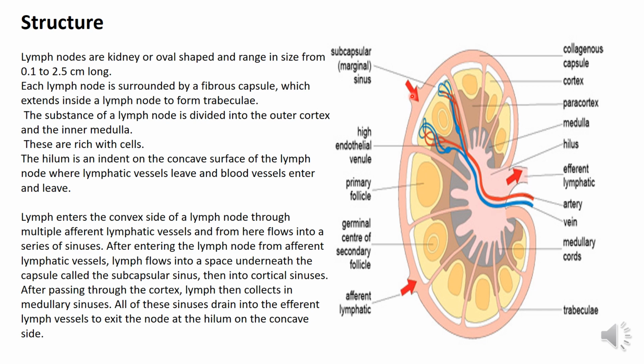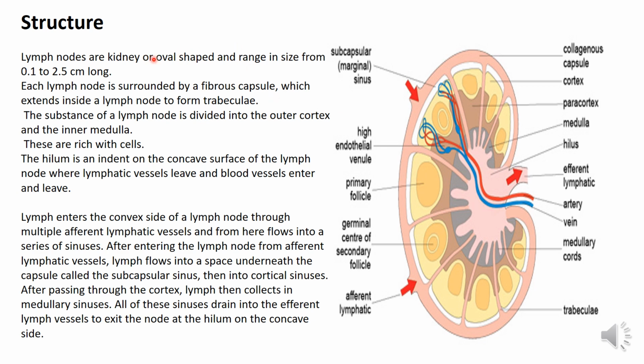So it enters the afferent channels. Lymph enters the lymph node through the afferent channel. It passes through the subcapsular sinus, then the cortical sinus, then the medullary sinus. All these sinuses unite together to form the efferent lymphatic channel, where it leaves the lymph node at the hilus.